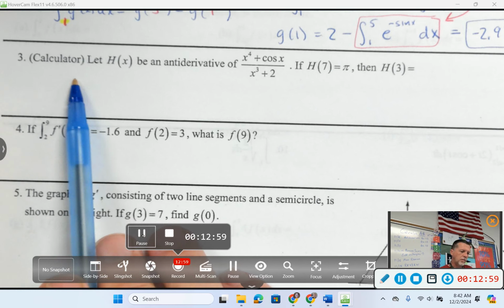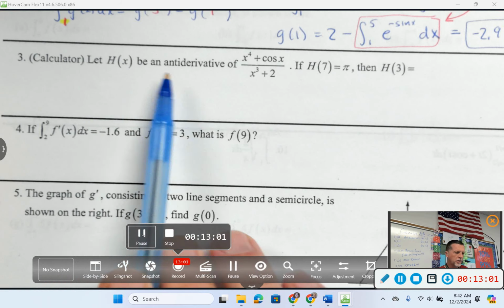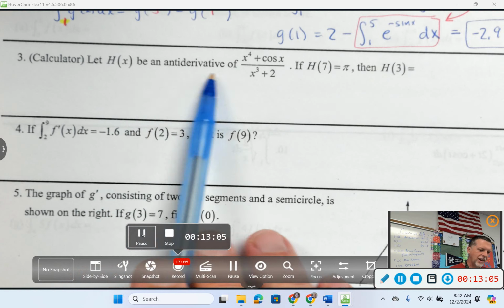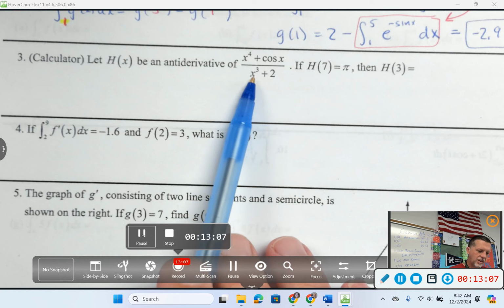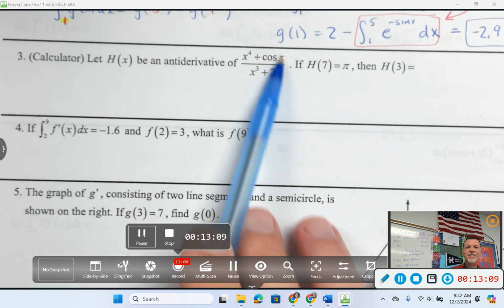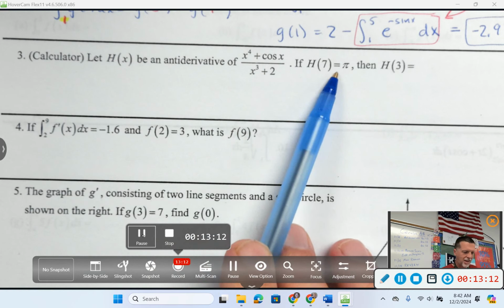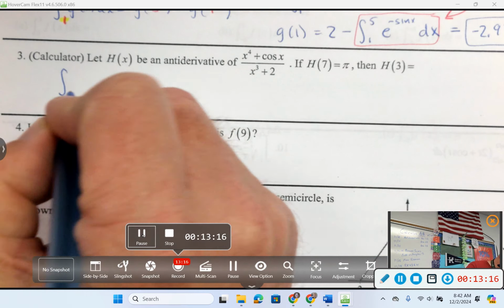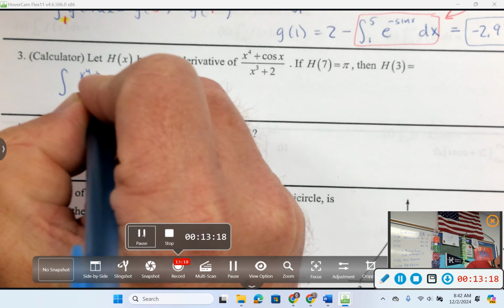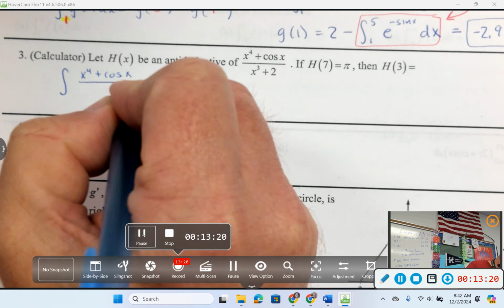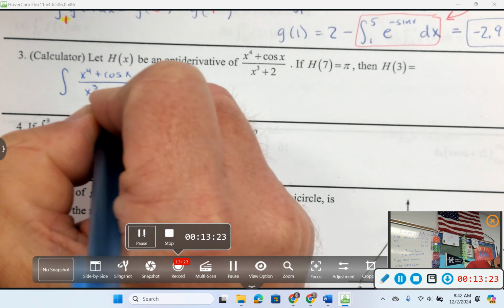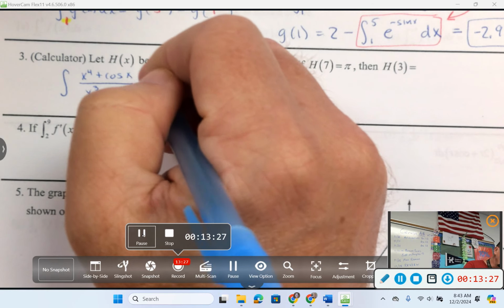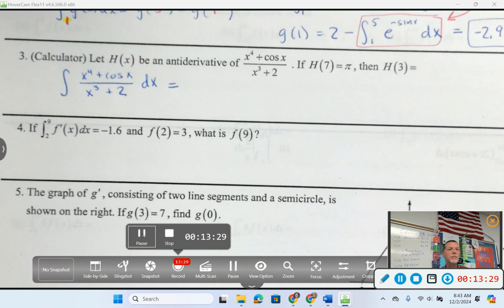Number 3, with calculator. Worded a little bit differently, but let h of x be an antiderivative of x to the 4th plus cosine x over x cubed plus 2. So it means if I take the antiderivative of this thing, I get back to h. That's why we have a calculator, because I don't think anyone knows how to do that. I don't think that can be done.